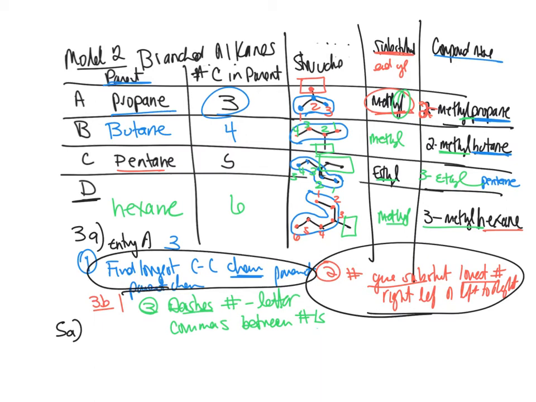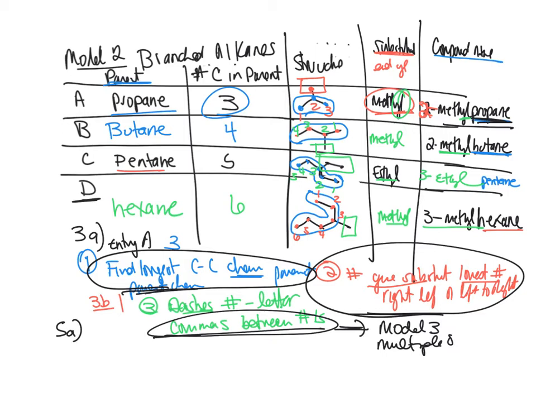Devise a set of rules for naming substituents. So 1, you find the longest carbon-carbon chain, and then you name it with the parent. That's the first thing you do. Number 2, you have to number, and you give your substituents the lowest number, and then you put dashes between letters and numbers and commas between numbers. The commas between numbers is going to be your next model, which is model 3. And that title is multiple substituents.